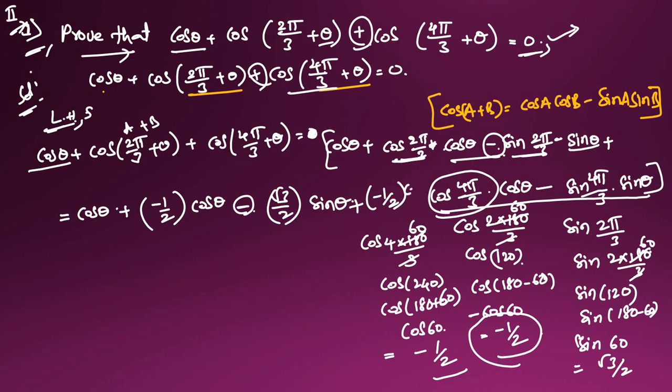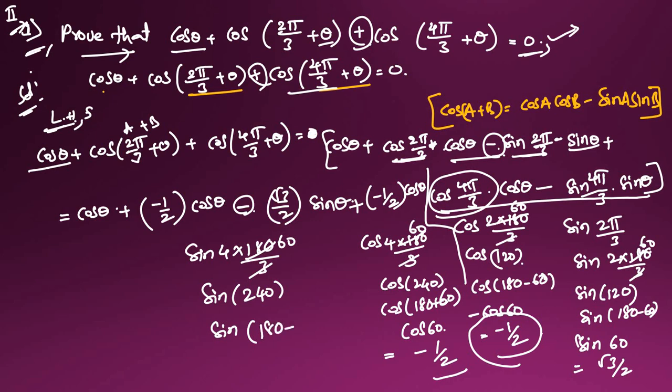Again, cos theta, this one. So again what we have to find? Sin 4 pi by 3 also we have to find. Sin 4 pi by 3 means 4 times 180 divided by 3, which is 240. So sine of this is also 240. Sine of what we can take, 180 plus 60 is equal to how much we can take here.